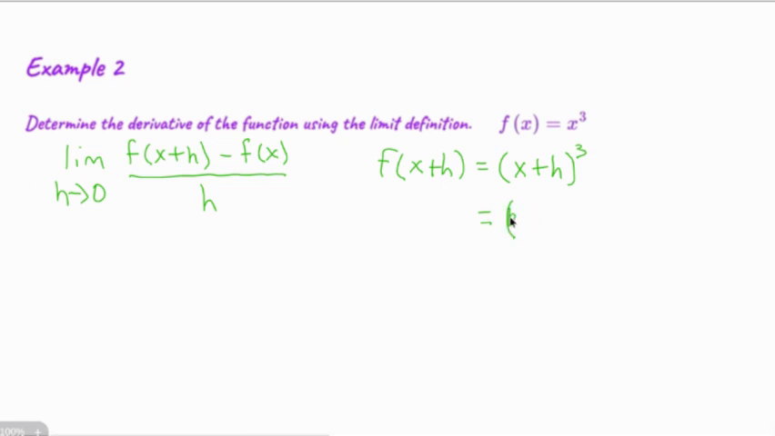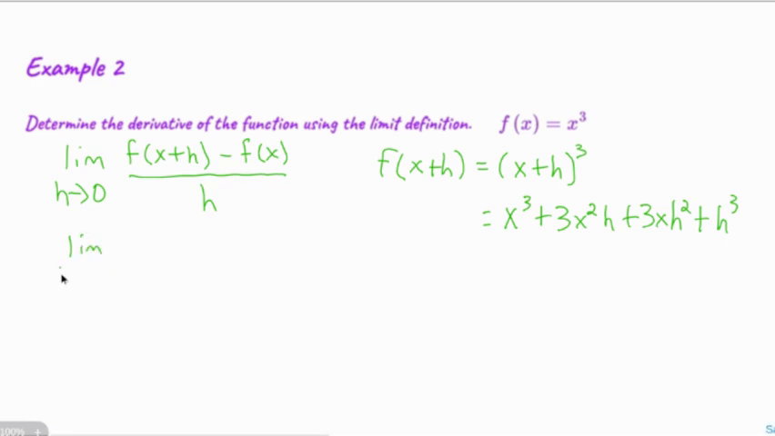Let me see if I can get my, there we go. So this is equal to x cubed plus 3x squared h plus 3x h squared plus h cubed. That's this part right here. I took a shortcut. Again, feel free to check my work on that, but that is correct.